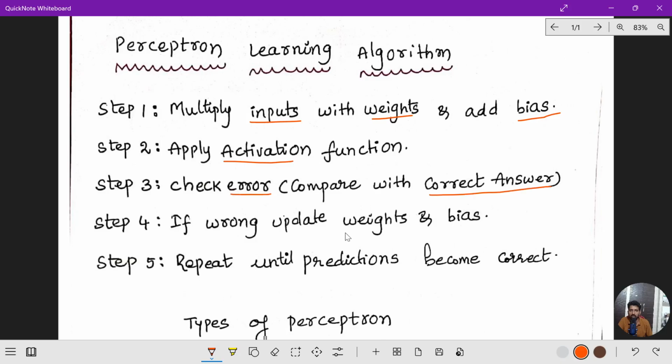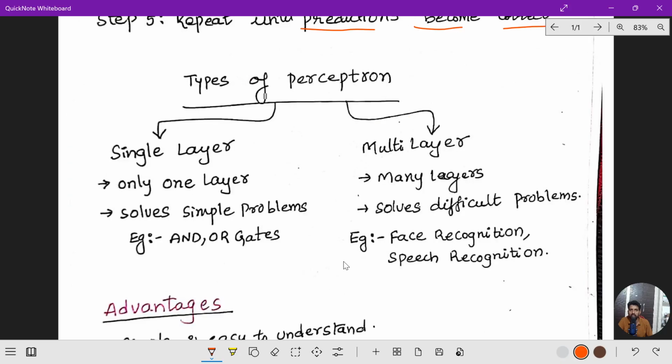So what happens here? You give some inputs, add some bias value, and get some output. You need to compare that answer with your original answer. If there is no match, what do you have to do? Again, we need to update the weights. So repeat until the predictions become correct. We need to repeat this until the predictions become correct.